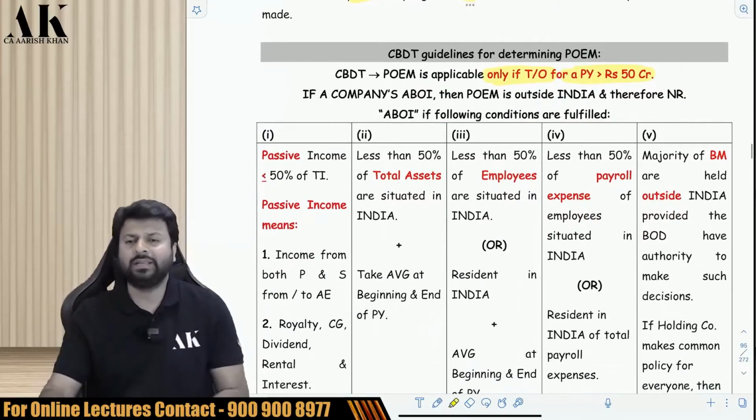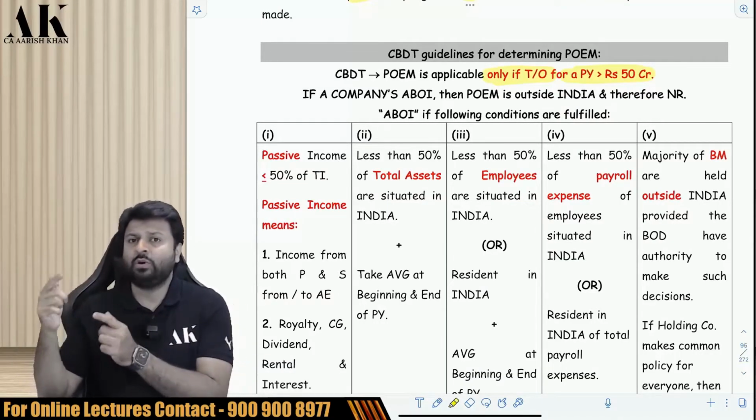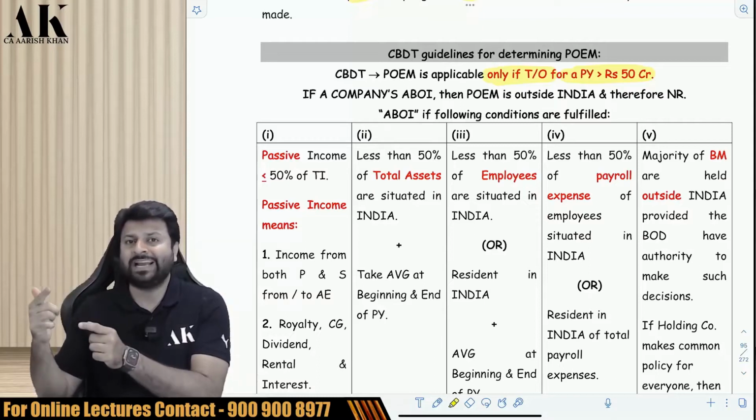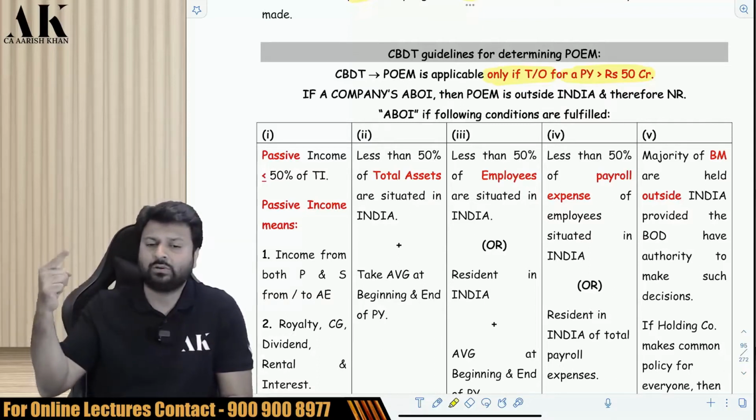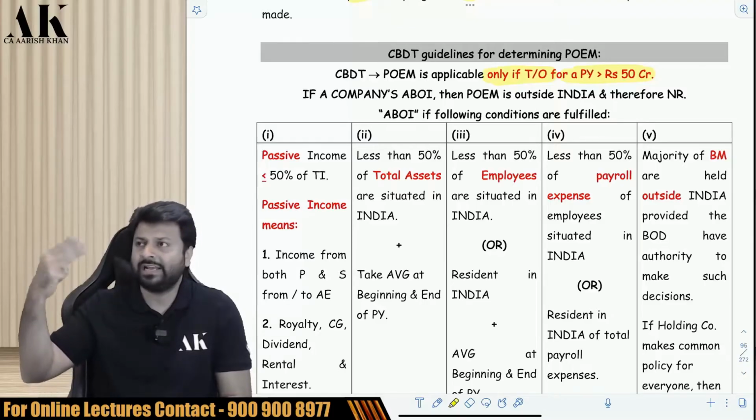Now, what does this guideline have to say? This guideline divides all the companies into two categories. First, a company whose ABOI, active business outside India, is outside India. If the company's active business is outside India, then the POEM is outside India. And if the POEM is outside India, then this company is a non-resident.